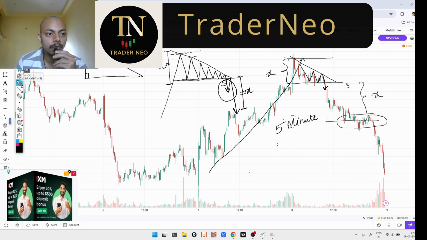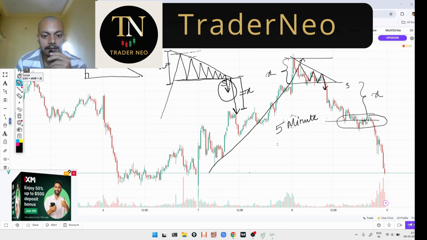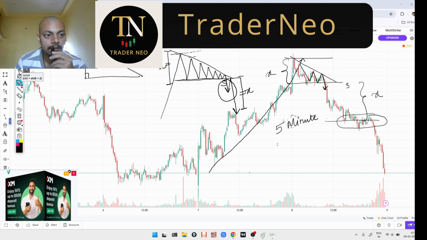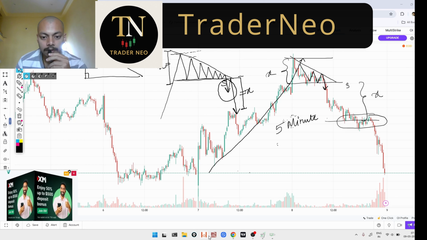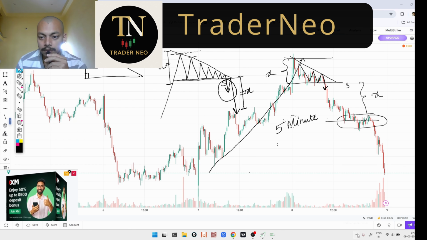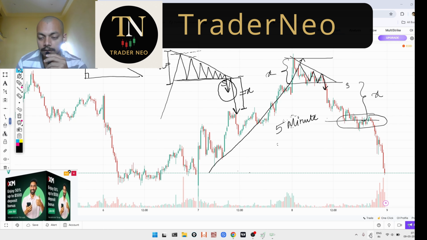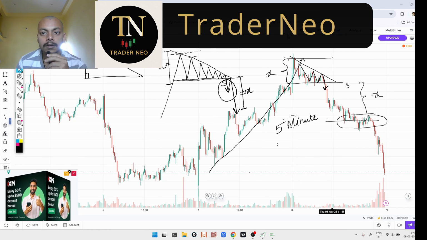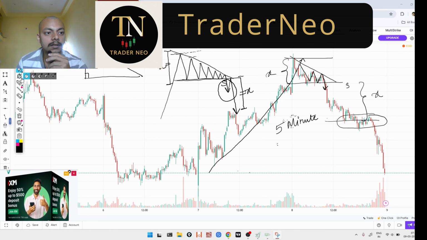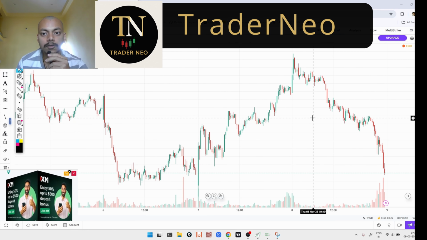However, one thing to notice is that this descending triangle, let me first take a picture of it. Where is the snipping tool? Here. Okay, first let me clear all the drawings. Okay, the drawing is clear.